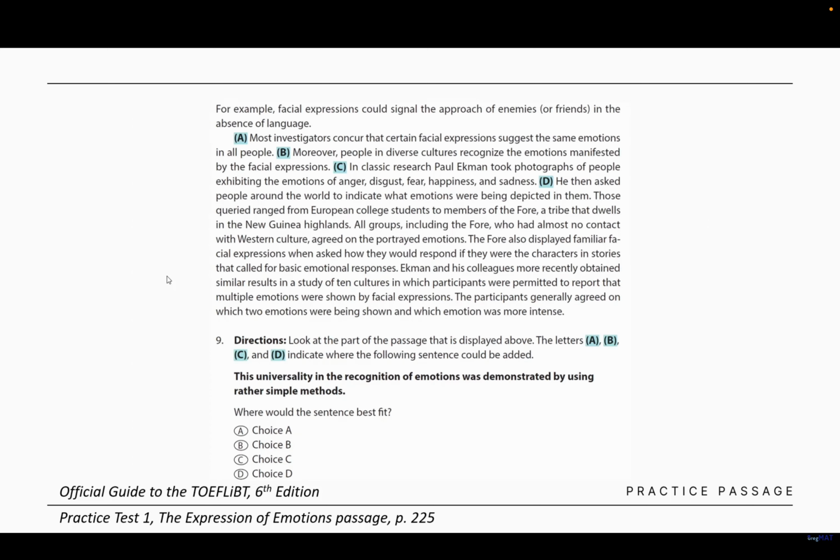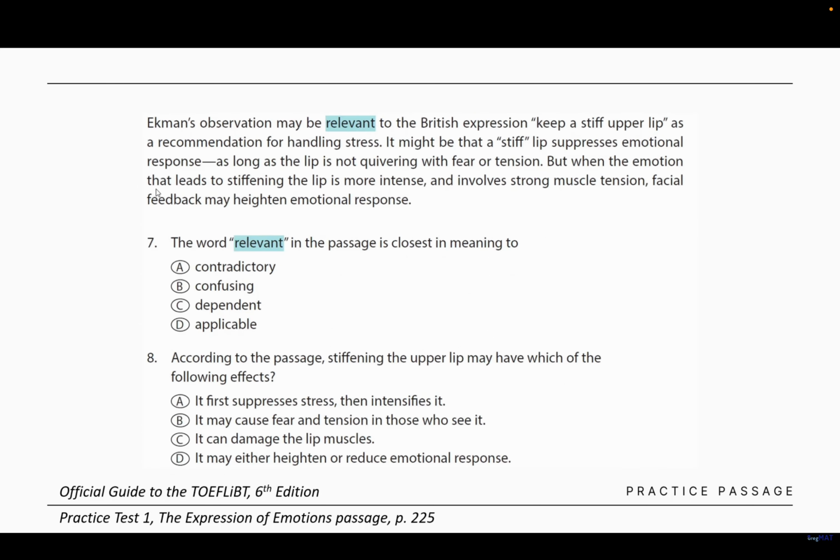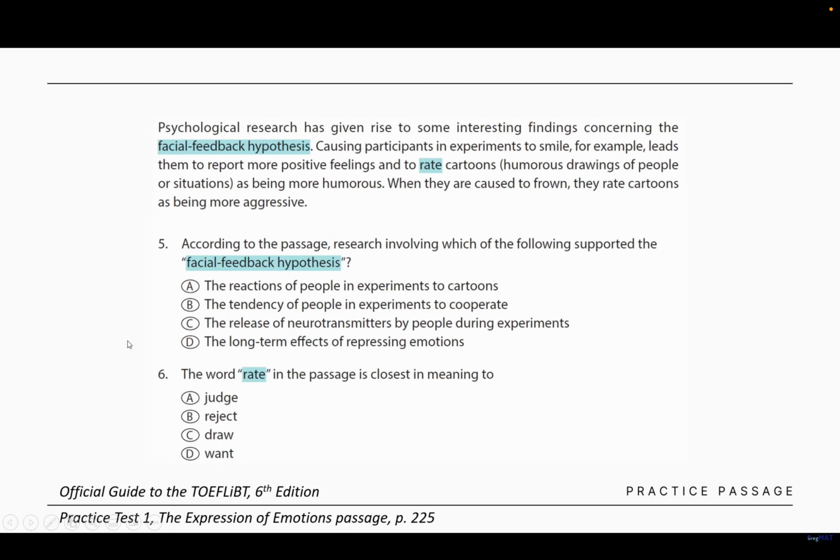Okay, let's do the vocab question. What's the answer, everybody? Relevant. 5 seconds. 5, 4, 3, 2, 1. The correct answer is applicable. Easy peasy right there.